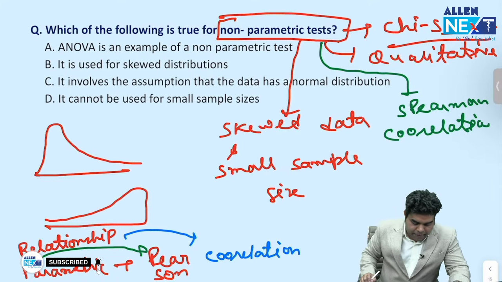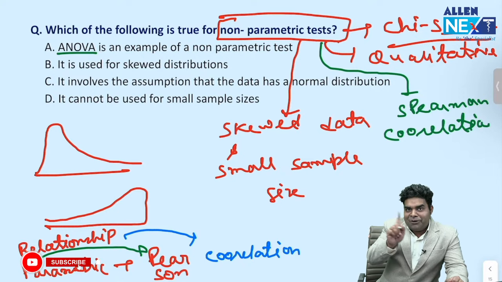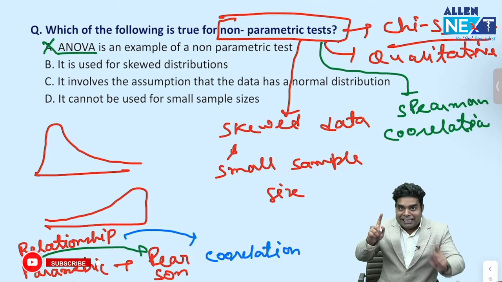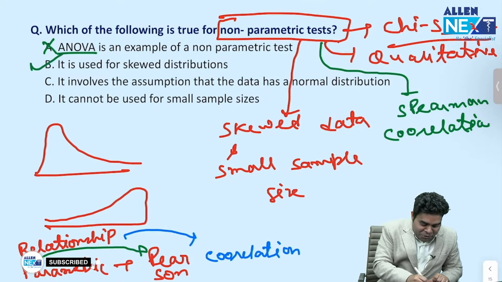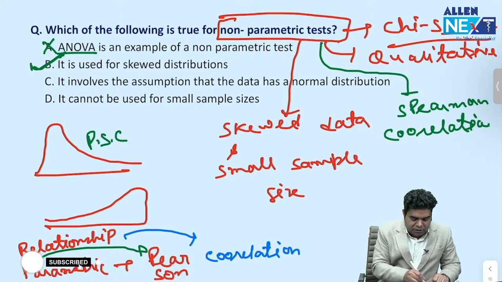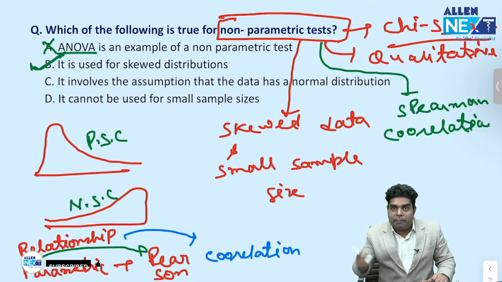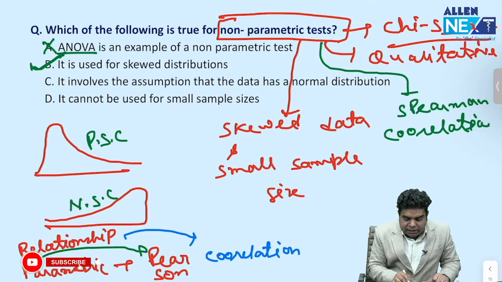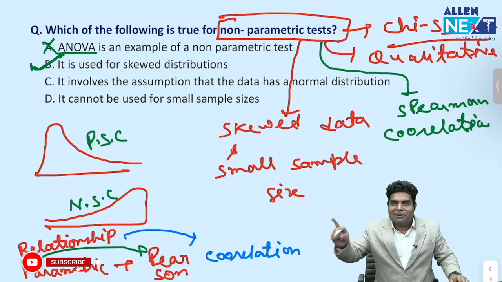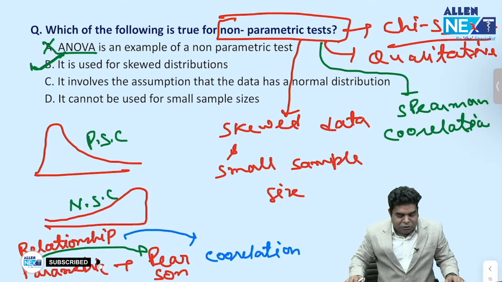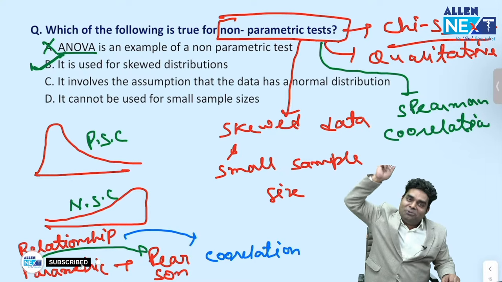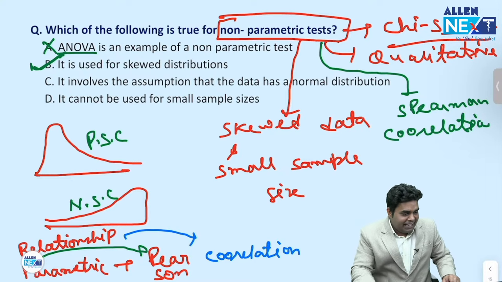So let's do one by one. ANOVA is an example of non-parametric? No. ANOVA is for parametric, wrong. Non-parametric is for skewed. Very good. These are skewed, so this is correct. This is positive skewed, right-hand skewed. This is negative skewed. So skewed data is non-parametric. It involves assumption that data is normal? Normal is in parametric, skewed is in non-parametric. It cannot be used for a small sample size? Actually, the opposite is true. Non-parametric is used for a small sample size. Okay?